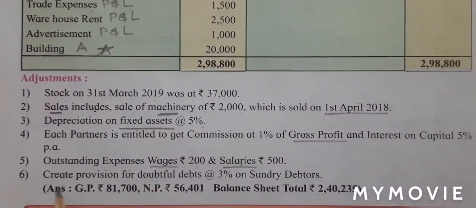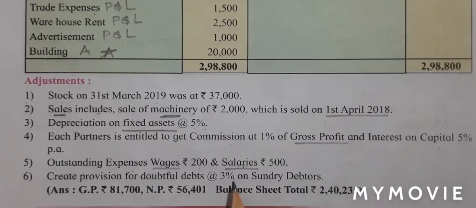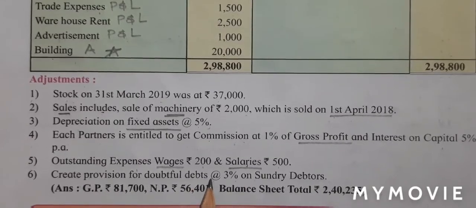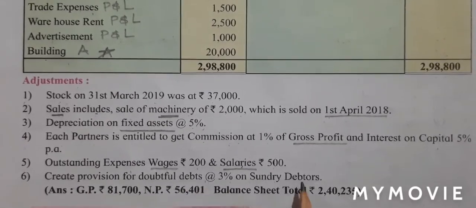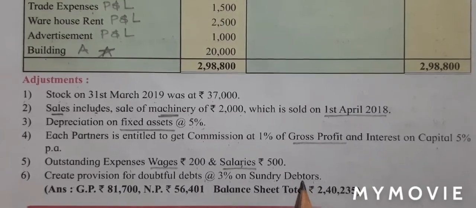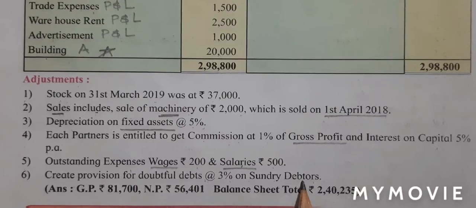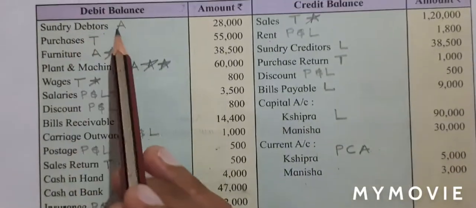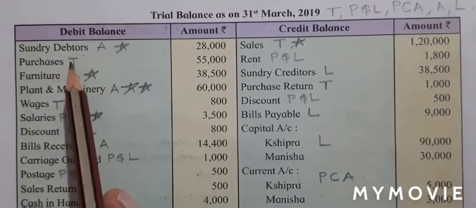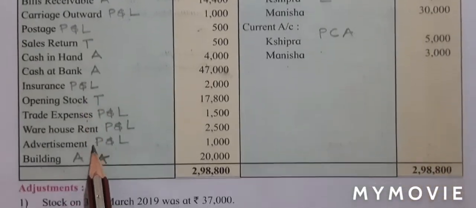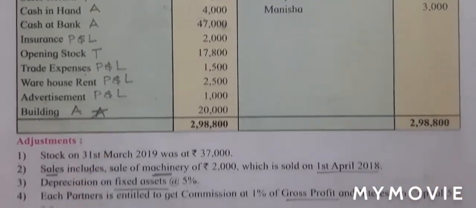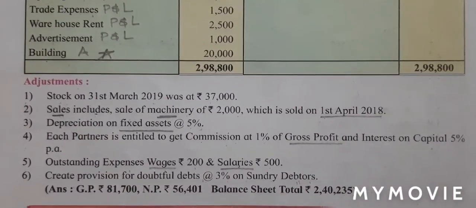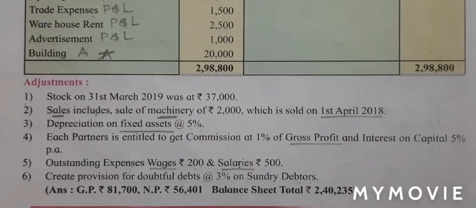Adjustment number 6. Create provision for doubtful debts at 3% on sundry debtors. Provision for doubtful debts is related to my RDD, and it is related to debtors, so I will mark star for debtors, and I will check if I have bad debts. I have debtors, I'll mark a star. I do not have bad debts, so I don't mark a star. With this, students, we have completed our step number 2, reading of adjustment and marking star in the trial balance.